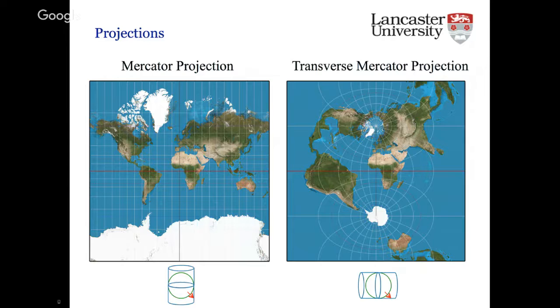So in this case, for the transverse Mercator projection, we can map certain parts of the world quite well, and if we want to map other parts, then we can move our tube around to the particular meridian of interest. So depending on the purposes that we want to map something for, a Mercator projection might work best, or a transverse Mercator projection might work best, or indeed there's a whole variety of other exciting projections that people have invented for particular purposes.